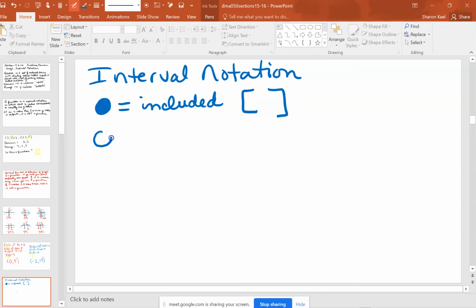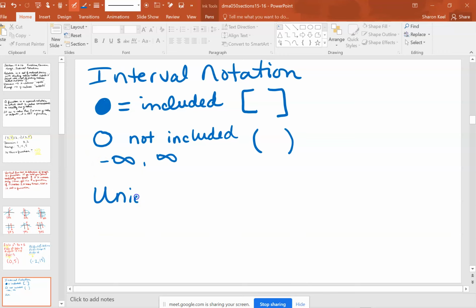If we have an open circle, if something is not included, for example, things that would not be included would be negative infinity, positive infinity. So for interval notation for those items, we would use parentheses. Infinity means something goes on forever in the positive direction. Negative infinity goes on forever in the left, negative direction.